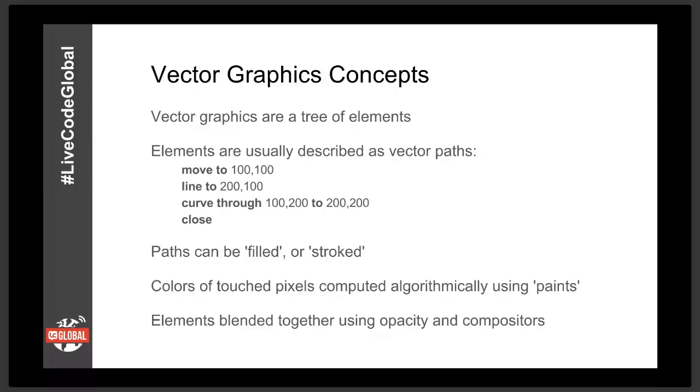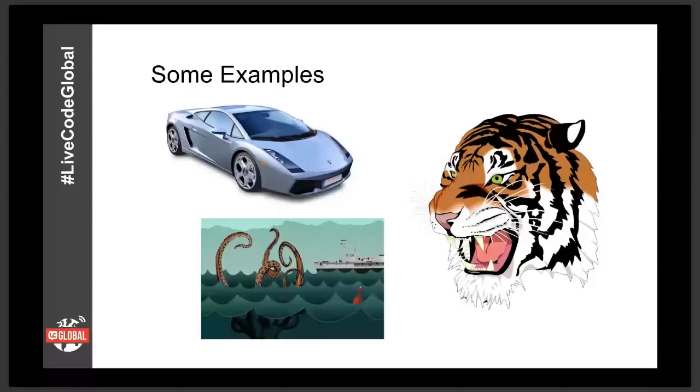So here we have some examples. These three things on the screen are actually vector graphics images. I just found them on Google. The tiger on the right might well be familiar. That's long been an example of SVG. Indeed, these were just raster images I grabbed off of Google and put into the slides. They are actually SVG files in source.